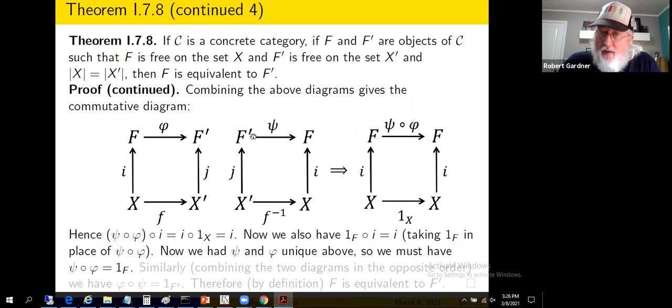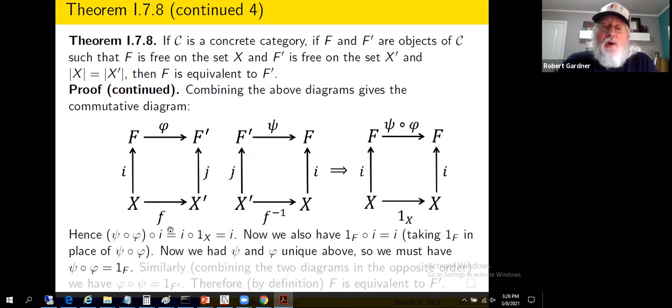So let's draw that picture along with the first picture that we had. Also, this phi is uniquely determined. So let's take these two diagrams and paste them together, as we've kind of done in the past. What that accomplishes is we'll have a mapping from F to itself. It'll be a mapping from F through F prime to F. First comes phi, second comes psi. Reverse the orders is written on the left there. But we'll get psi composed with phi, mapping F into F.